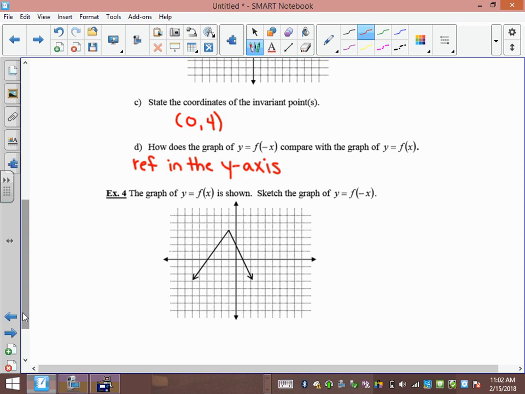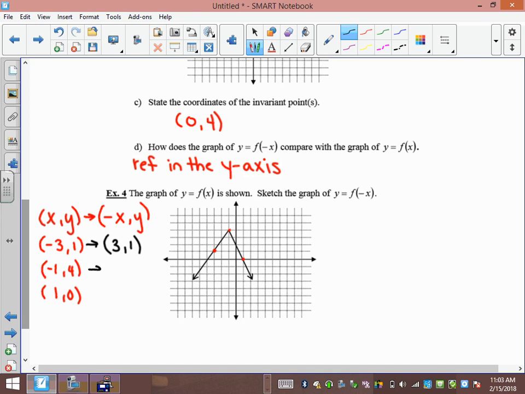So this one we're going to reflect in the x. So our coordinate mapping is going to be x, y becomes negative x, y. So if we use our points again, these are the points I used last time: negative 3, 1, and negative 1, 4, and 1, 0. This is going to become 3, 1. This is going to become 1, 4. And this is going to become negative 1, 0.